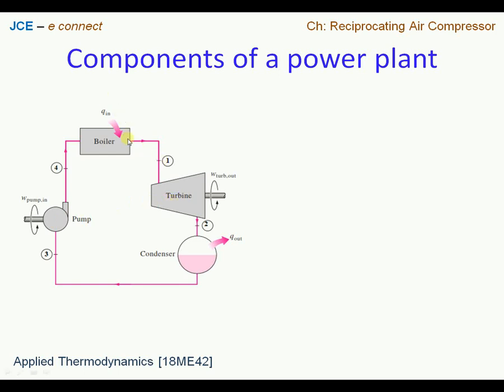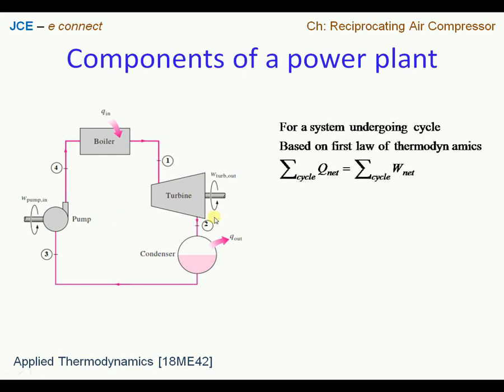So we see that there are two heat quantities and two work quantities, and since it is operating in a cycle, one can apply the first law of thermodynamics to this closed system. So we have here the cyclic integral of heat transfer to the cycle equal to the cyclic integral of work done.